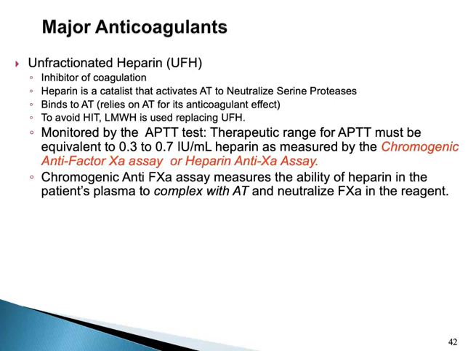So this way we have a therapeutic range for patients that are actually taking heparin. We want them to be within this therapeutic range. And so the chromogenic anti-10A factor assay measures the ability of heparin in the patient's plasma to complex with antithrombin and to neutralize factor 10A in the reagent, okay?